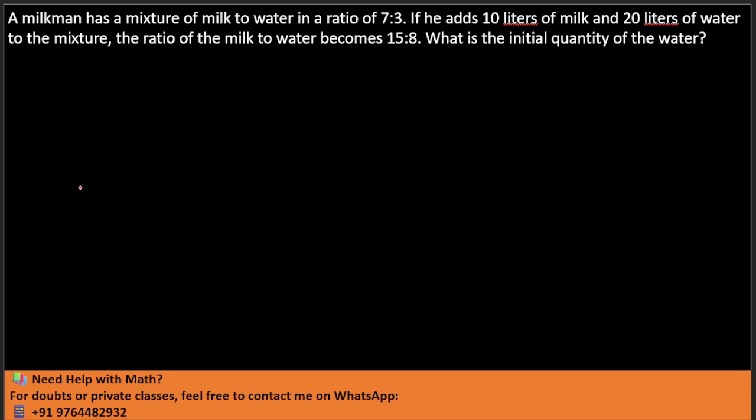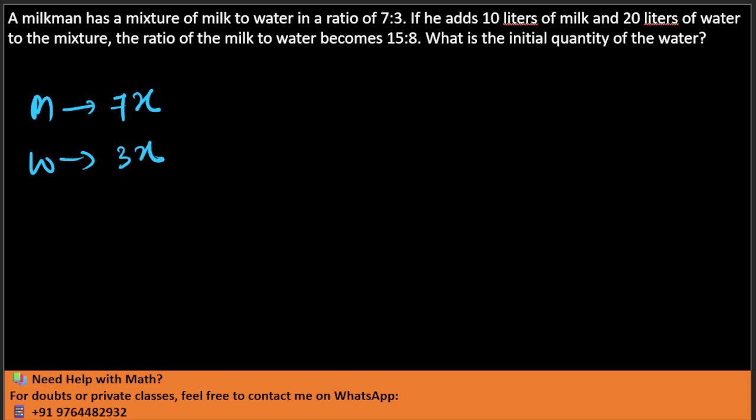Okay, so the last question: a milkman has a mixture of milk to water in the ratio 7:3. If he adds 10 liters of milk and 20 liters of water to the mixture, the ratio of the milk to water becomes 15:8. So what is the initial quantity of the water? So here what can we do? So the initial quantity of milk is 7x. Initial quantity of water is 3x.